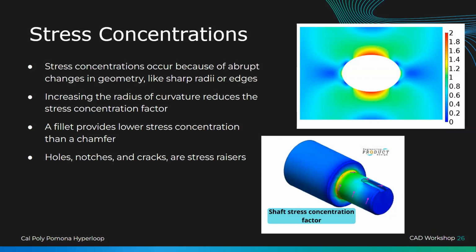Also, with the shaft stress concentration right here, if you go directly from a really big radius to a really small one, that's going to cause much more stress than if you go from a bigger one to a medium one. I'll explain fillets and chamfers in a bit, but a fillet provides a lower stress concentration than a chamfer because a chamfer has more edges, and I'll show you the difference, I promise.